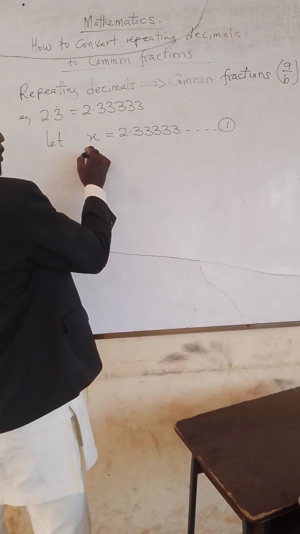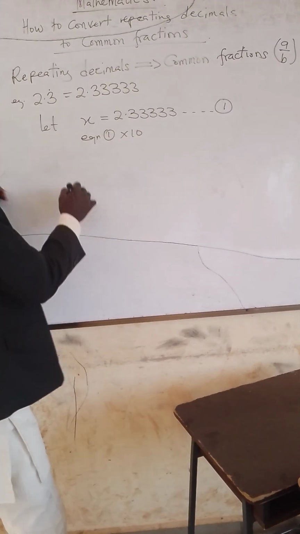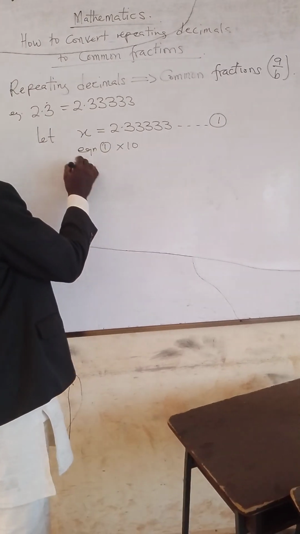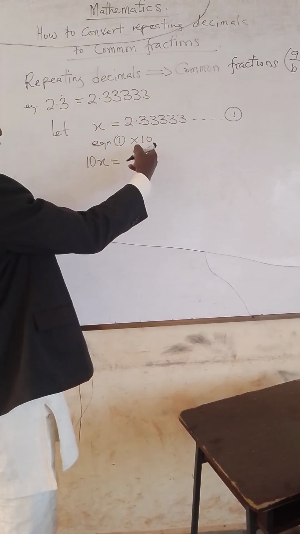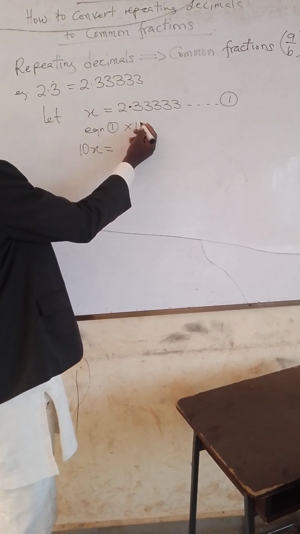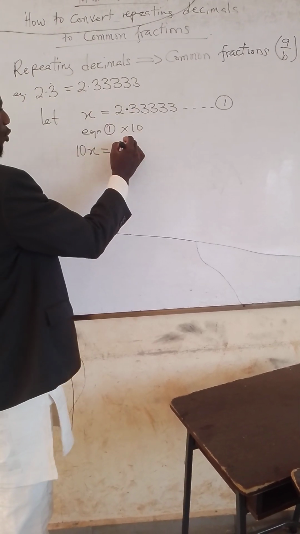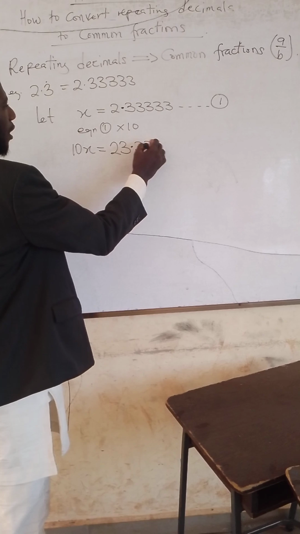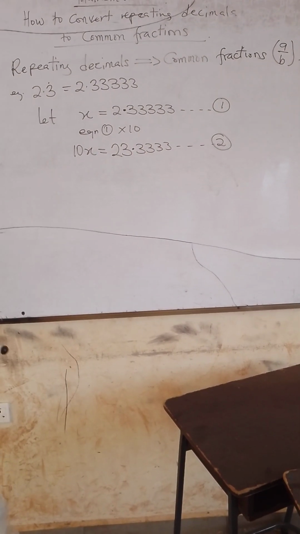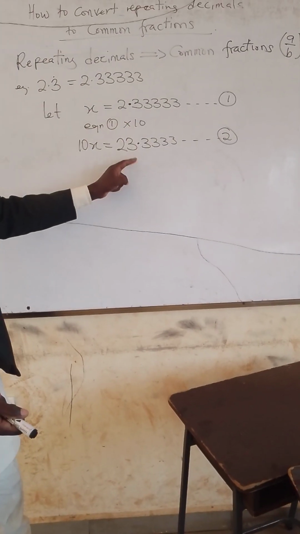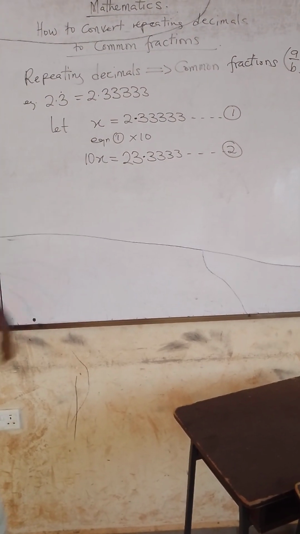So it will become equation 1 times 10. We get x times 10, which gives us 10x, which is the same as 2.333 times 10. It makes the decimal point move by 1 place. So instead of 2.3, it becomes 23.3333, and we name that equation 2. We realize that this condition is satisfied here because before the decimal point there's 3, and after the decimal point there's 3 again, which is the concept you should get.